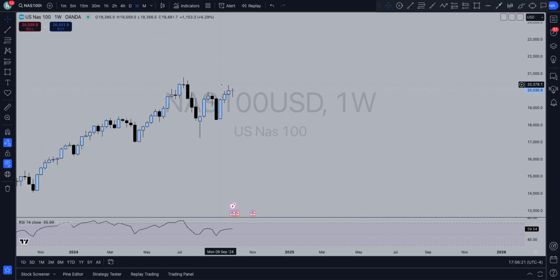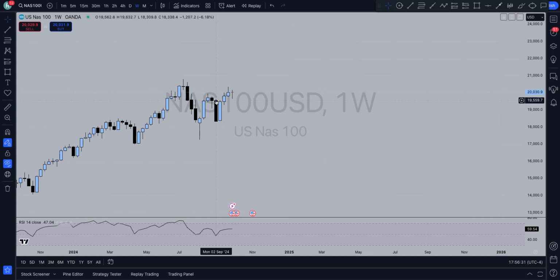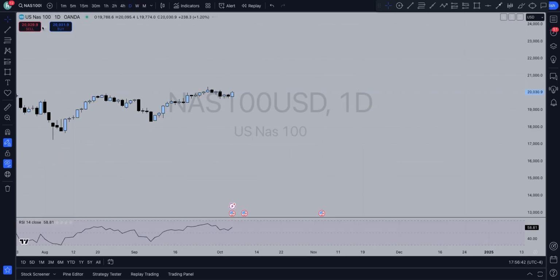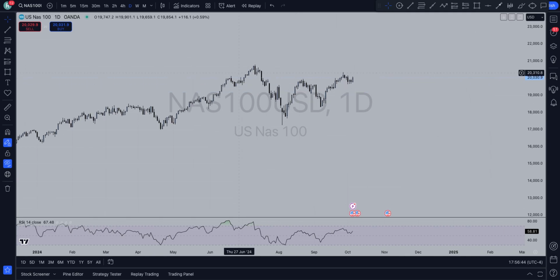Also, for this last candle right here, this is a pin bar, so this could have an indication if this closed below this level right here for this next weekly candle. If it closed below here, then it could push back bearish. But for right now, we're in consolidation. So let's go to the daily.